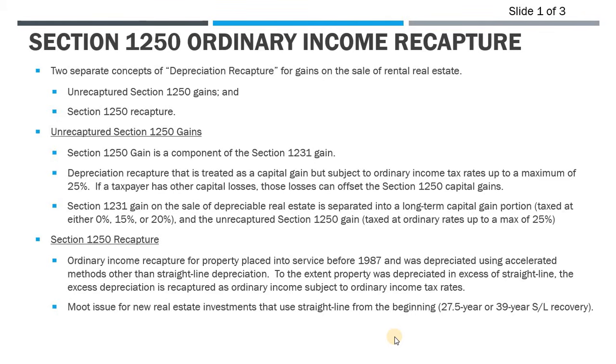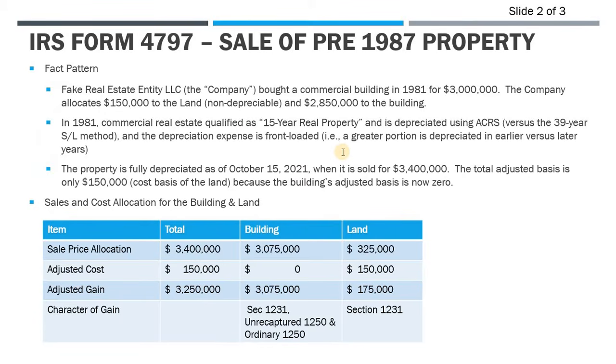Pre-1987, we had not only accelerated rates, but there were different classes of property. We had 15-year property, 18-year, and so you had to be very careful about which one actually applied and then apply those accelerated percentages. So in the example we've got here where this is going to be an issue, we have our real estate entity, the LLC. This company bought a commercial building in 1981, so this thing is pretty old. We've had it for roughly 40 years.